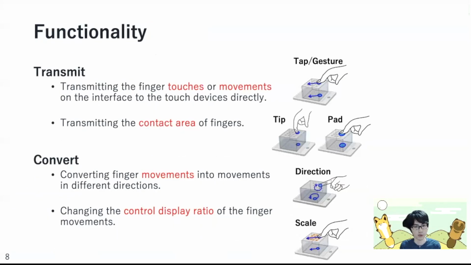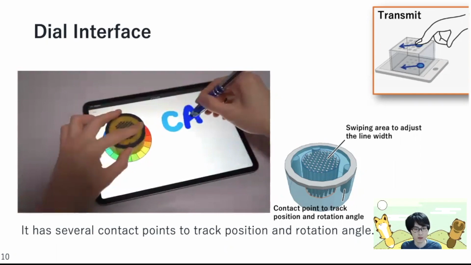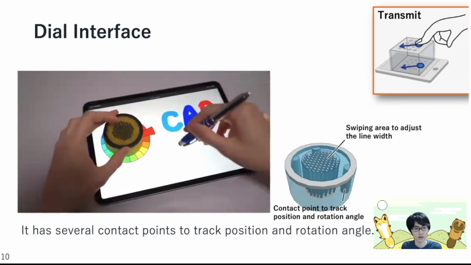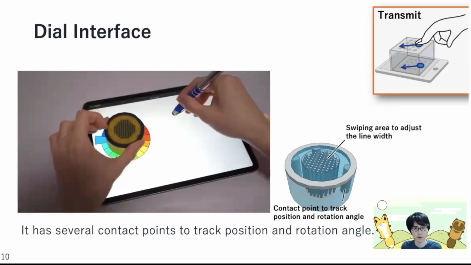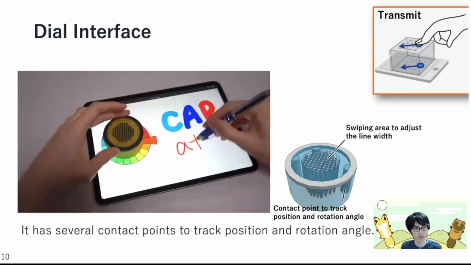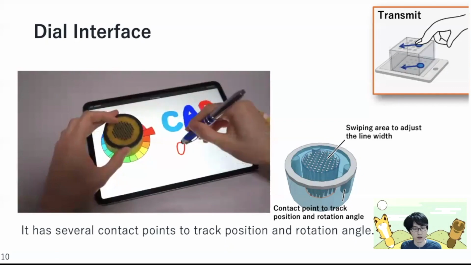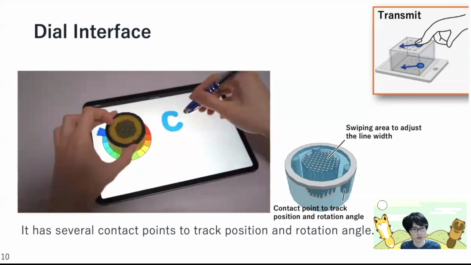Here, we show a brief explanation of the functionality of the CAPath interface. Firstly, CAPath can transmit the finger touches or movements on the interface to the touch devices directly. In addition, it can transmit the contact area of the fingers. This interface has a grid layout on the center and several finger-sized contact points on the edge. It can be used in a drawing application to adjust the line width by swiping on the grid area, and to select the color of the pen by rotating the dial.